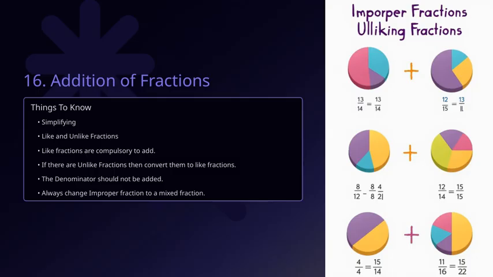Next, we need to understand the difference between like and unlike fractions. Like fractions have the same denominator, and that's a must if you want to add them directly. If the fractions are unlike, meaning their denominators are different, we need to convert them to like fractions first. This step is crucial because we can only add fractions with the same denominator. Also, remember that when adding fractions, we do not add the denominators, only the numerators are added.